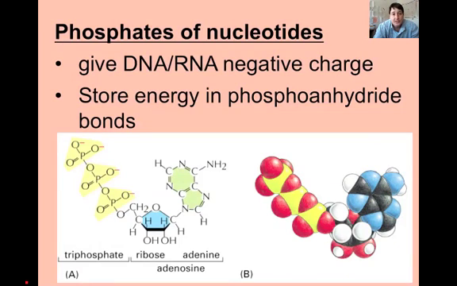This is just another picture showing you the phosphates of nucleotides. The energy that's required to link one nucleotide to another is stored in the phosphoanhydride bonds. If you don't have the phosphoanhydride bonds, and let's say you have AMP, adenosine monophosphate, which just has one phosphate, you can't attach that nucleotide to a growing chain of nucleotides. It doesn't have enough energy stored in it to make the covalent bond to the 3' hydroxyl. You need an ATP to make that bond.